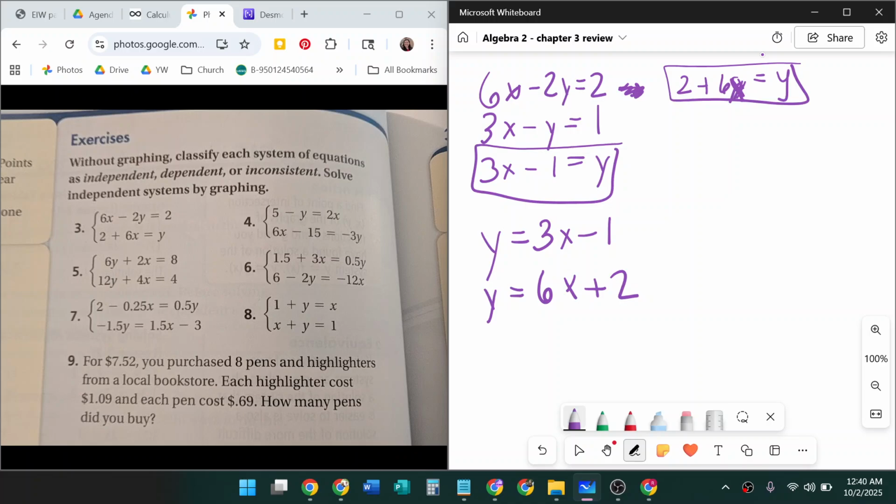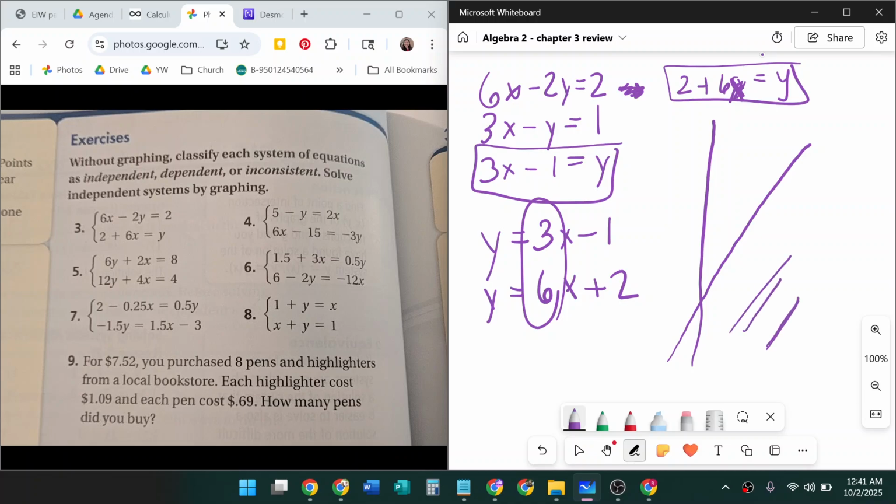These have different slopes. The 3 and the 6 are different. So if I have 1, it would be like up 3 over 1, and the other one would be more like up 6 over 1. They also have different y-intercepts, but the important thing is they have different slopes. If they'd had the same slope, that would mean they're either parallel or they're on top of each other. The fact they have different slopes means they're going to lean at different angles. That means this is independent.